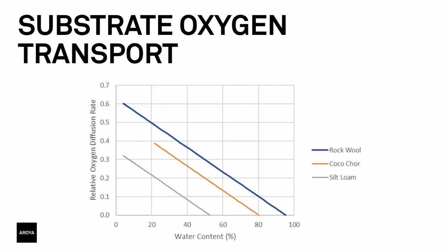Now, the graph shows the relative diffusion rate of oxygen in these different substrates at different water contents. If we look at a water content of the silt loam, the cocoa, and the rock wool, say at 40% water, you can see that the oxygen diffusion rate in the rock wool would be more than 4 times as high as it would be in the silt loam.